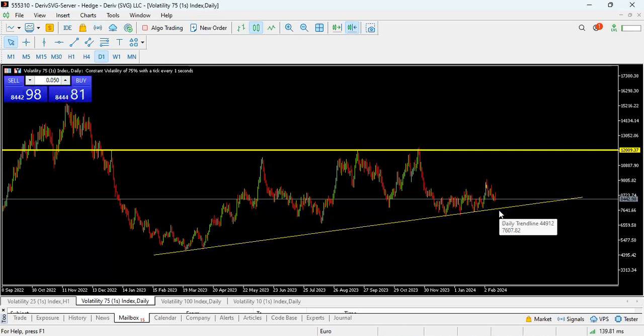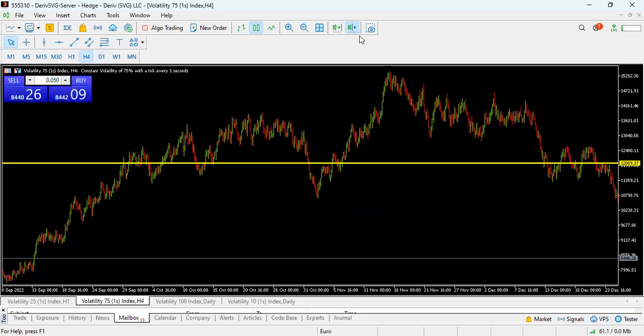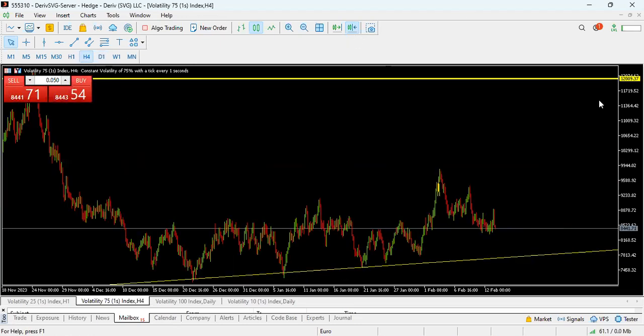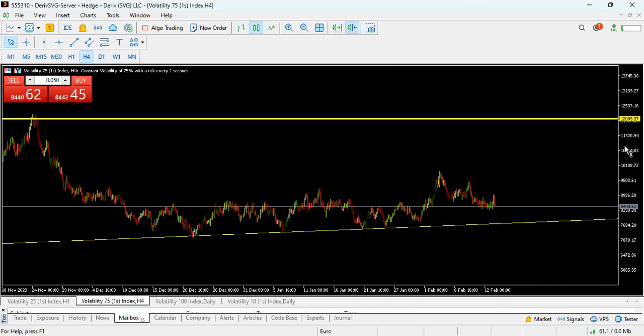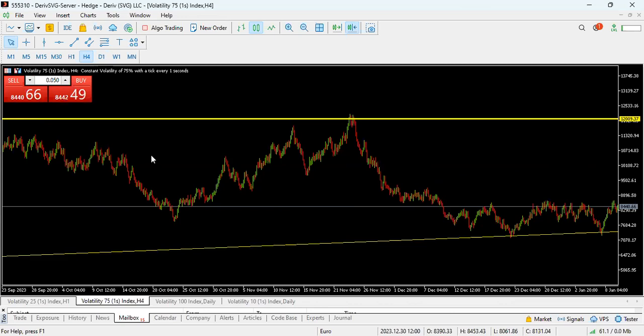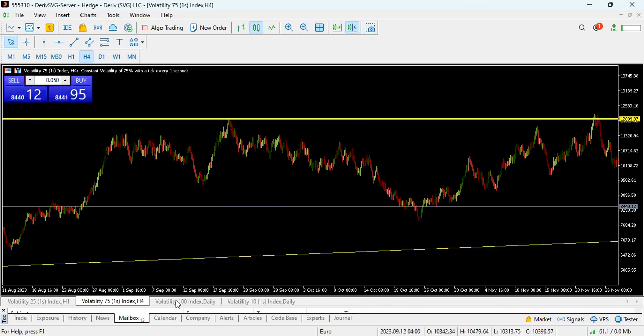So let's go a little bit downward to the 4 hours time frame to see. This market is not really trending. It's not a trending market, so it's ranging. This market is actually ranging. So maybe I'll look for another market to see if we can have trade opportunities.